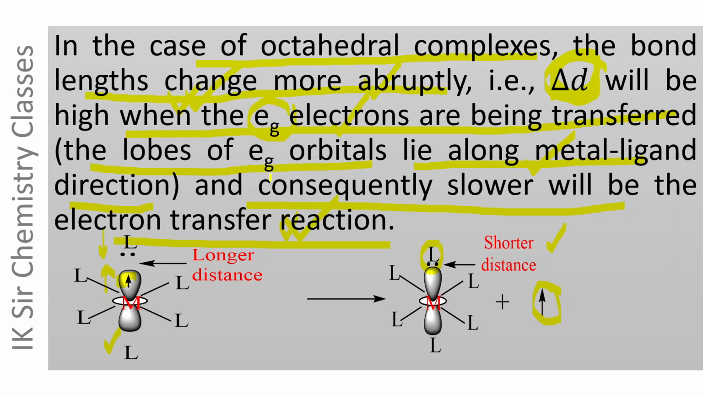If Eg electrons of metal ion are being transferred, the metal ligand bond length changes more abruptly. Delta D will be larger and greater will be inner sphere reorganization energy, and consequently the slower will be the rate of electron transfer reaction by outer sphere mechanism.